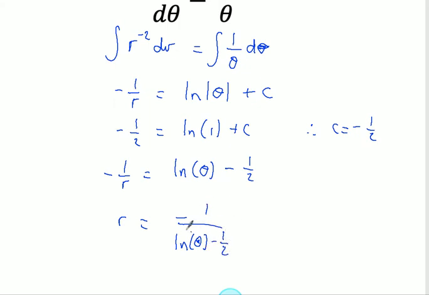It's a little bit messy, you know. We've got some constraints here. You know, ln theta must not be equal to 1/2. Theta must be positive. You know, things like that.